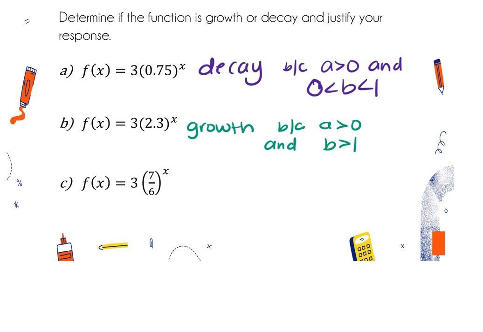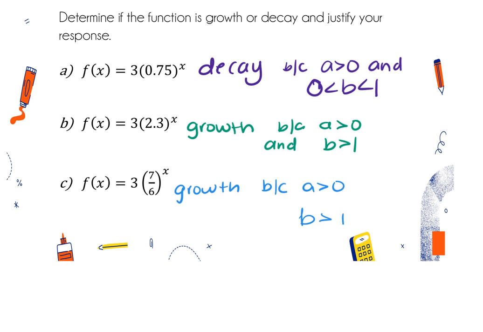And the last one, what's true about b? Greater than 1. It's a fraction, but it's an improper fraction, so it's bigger than 1. So that's growth or decay? Growth. Because a is greater than 0 and b is in between 0 and 1. Nope, just kidding. B is greater than 1.